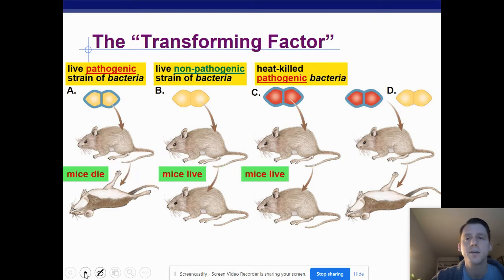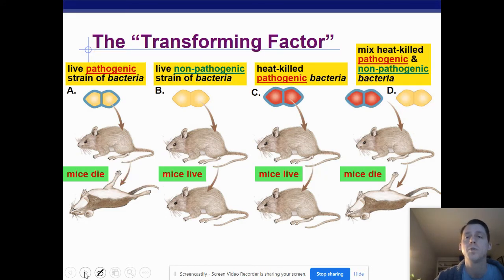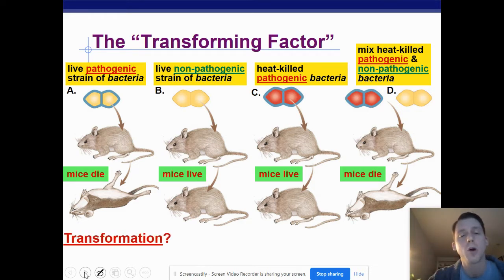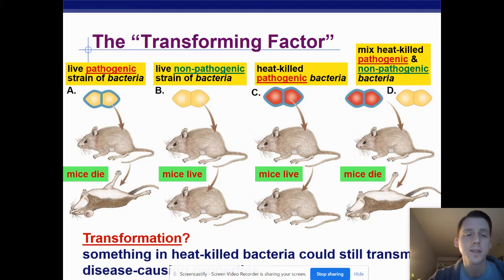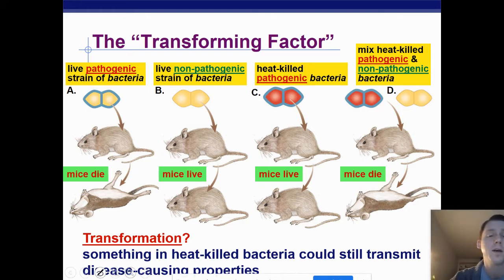looked like this. The experimental group was group D. This is when he took the non-harmful living and the dead harmful and mixed them together. And he found that the mice still died, and that told him that there was some sort of transforming factor, some instructions that made the good bacteria go bad and become harmful. So something in the heat-killed bacteria could still transform the disease-causing properties of the bacteria. And he didn't know what that was, but he knew there was some sort of tangible instructions there.